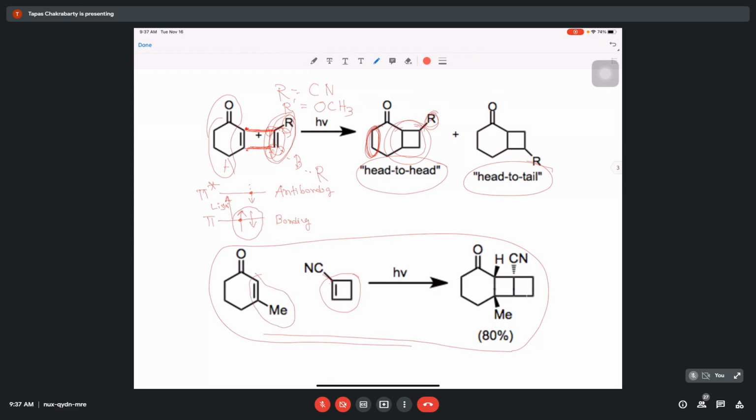Again it can combine with this group. But suppose there is a head-to-tail type of situation and a head-to-head type of situation. If it is head to head, it means this cyano group will go on the top compared to this, and this methyl group is going down. But in the other way, if the cyano group is down, then between this methyl group and this cyano group there could be some kind of steric interactions. So that possibility becomes smaller. That's why you can see this 80% yield that you can obtain, because of this head-to-head type of combination.